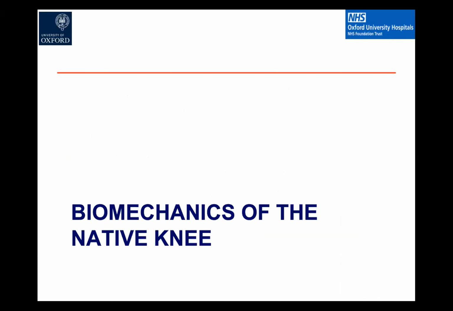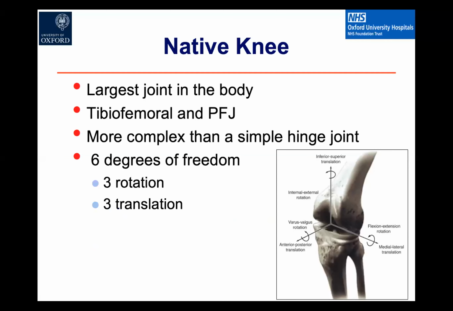So biomechanics of the native knee. Well, the native knee is the largest joint in the body. It's composed of the PFJ and the tibiofemoral joint, and it's more complex than a simple hinge joint. It has 6 degrees of freedom, and as you can see in the diagram here: inferosuperior translation, flexion, extension, rotation, mediolateral translation, anteroposterior translation, varus valgus rotation, and internal external rotation. This touches on why knee replacements have traditionally not been as successful as their hip counterparts.